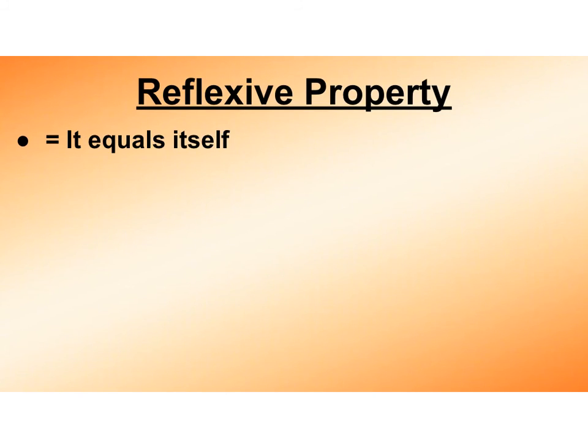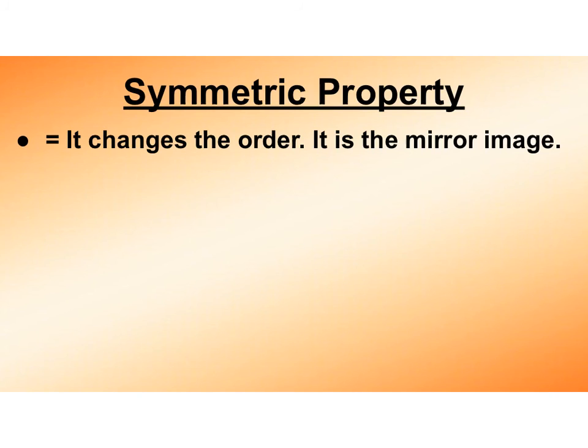The reflexive property. It equals itself. So for this one, we might have something like segment AB equals segment AB. We'll put congruent mark there. It just equals itself. The symmetric property, it changes the order and it's symmetrical, so it's the mirror image. Something like AB equals BA.